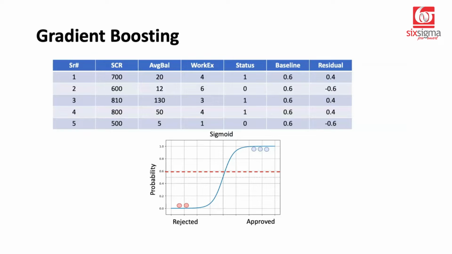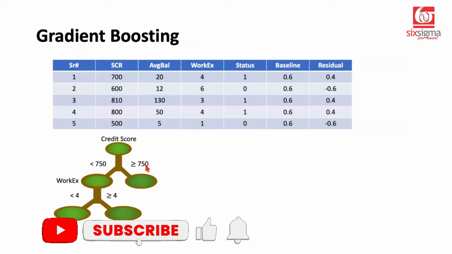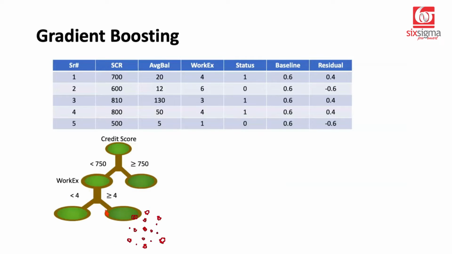Now, gradient boosting would begin making predictions by using a simple model, which could be a decision tree or any other simple model. So let's say we came up with this kind of a decision tree, which is very simple, which says that at the root level, we are checking whether the credit score is less than 750 or greater than or equal to 750. If it is found to be less than 750, then we check the work experience. Is the work experience less than 4 or greater than or equal to 4? And following this path, we can map the values of the residuals here.